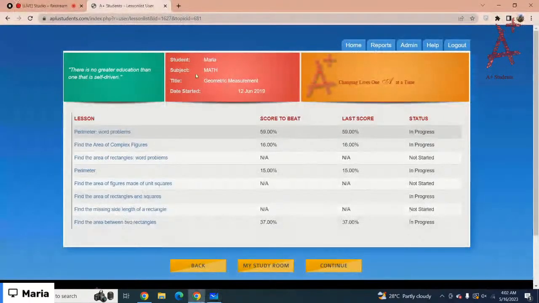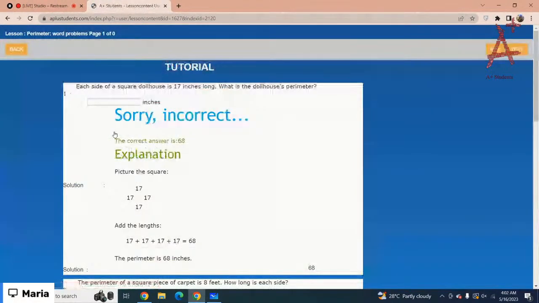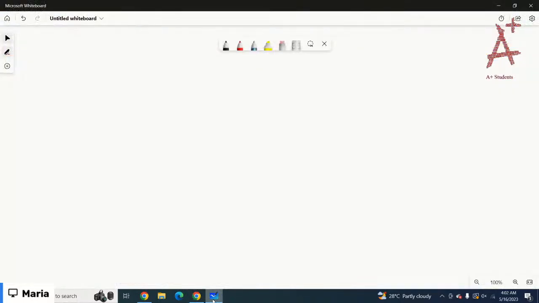Okay, here I'm on grade 3 maths. The chapter is geometric measurement. Let's start with the first lesson, that is perimeter word problems. So basically, what is the perimeter? Let's suppose we have a closed four-sided figure. Rectangle it is. Here you have 10. Here you have 8, because the opposite sides of the rectangle are equal in measurement.